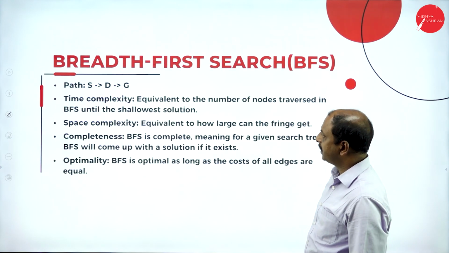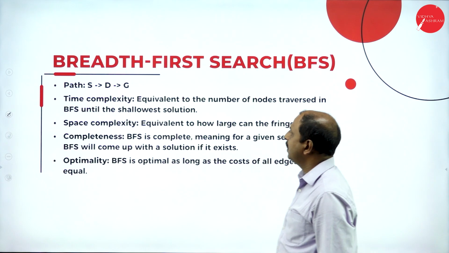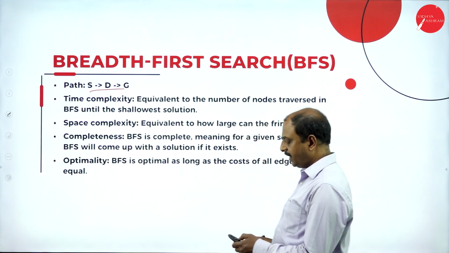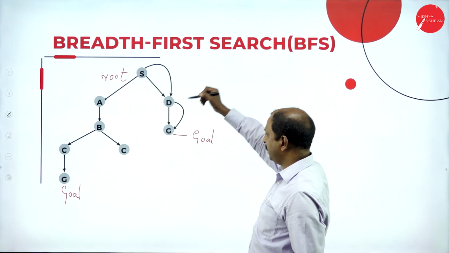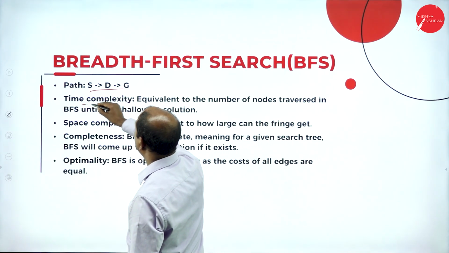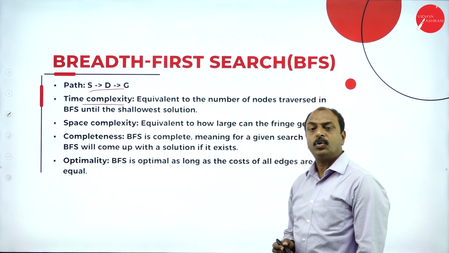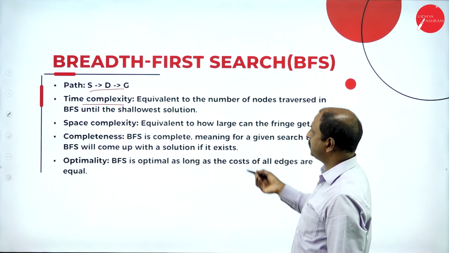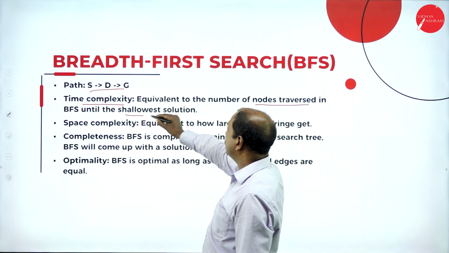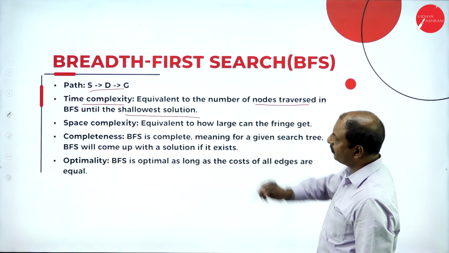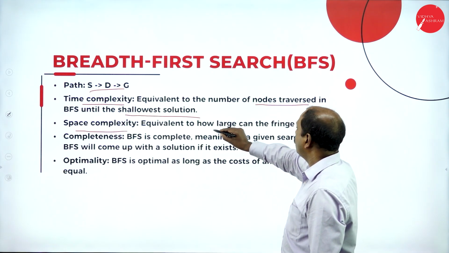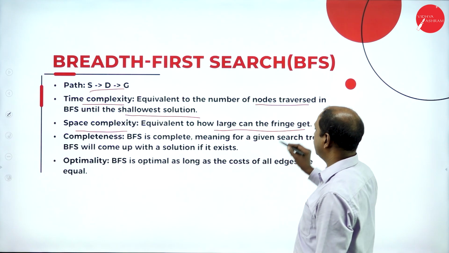Now we will see the terminologies of this breadth first search in the next slide. As we have seen, the path is S, D, G, so it reaches the destination. Next one is time complexity, which means the amount of time taken by an algorithm to reach the destination. It is equal to the number of nodes traversed in the BFS until the shallowest solution. That is the definition of time complexity. Next, space complexity. It is equal to how large the fringe can get. That is the definition of this.